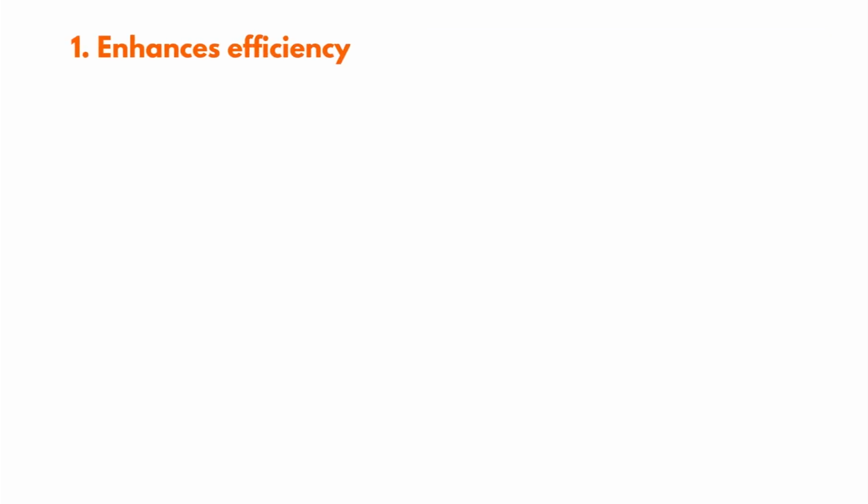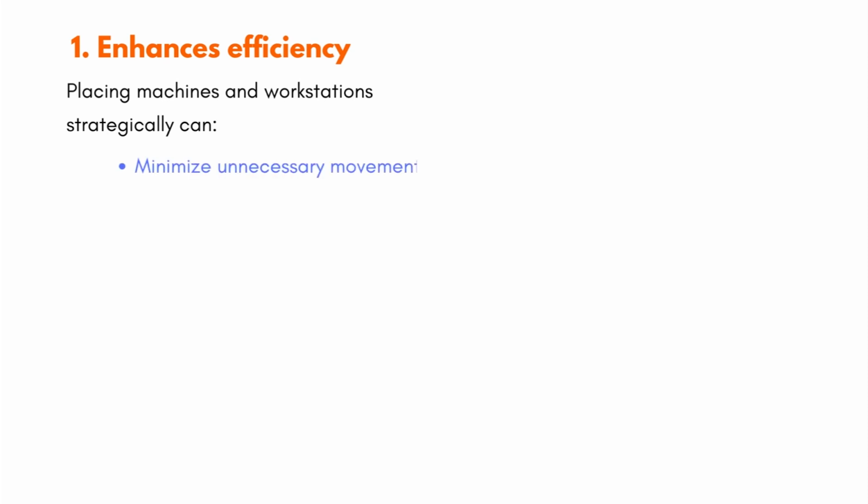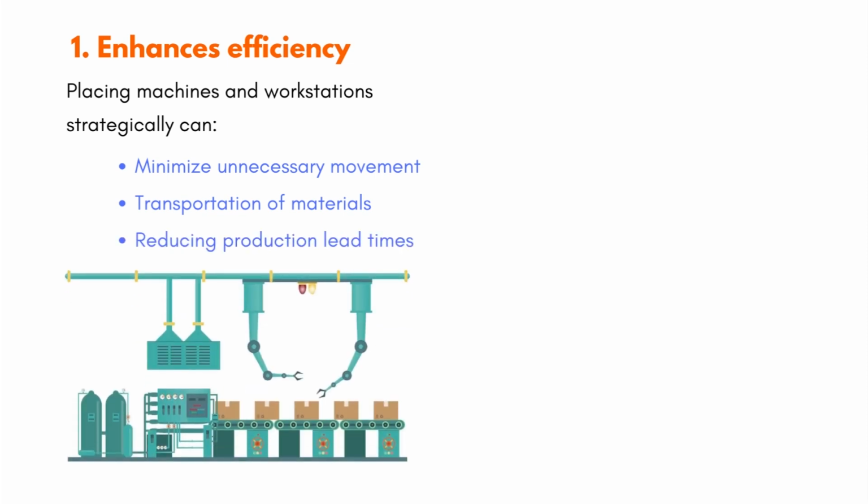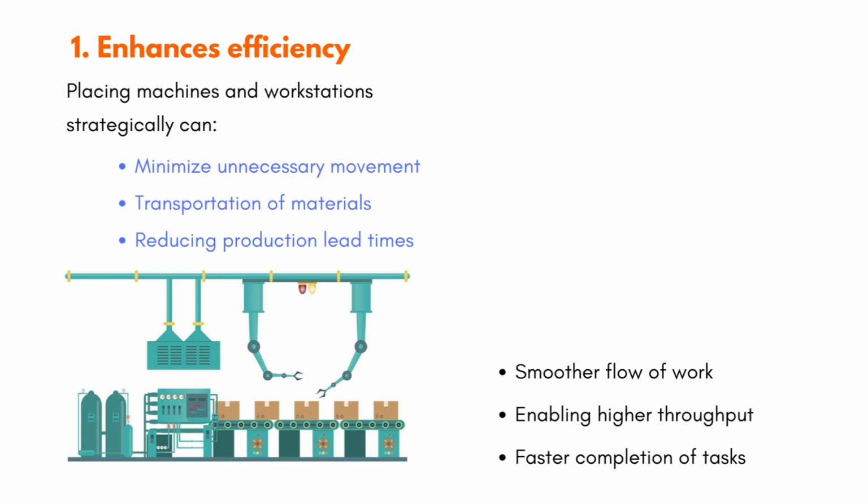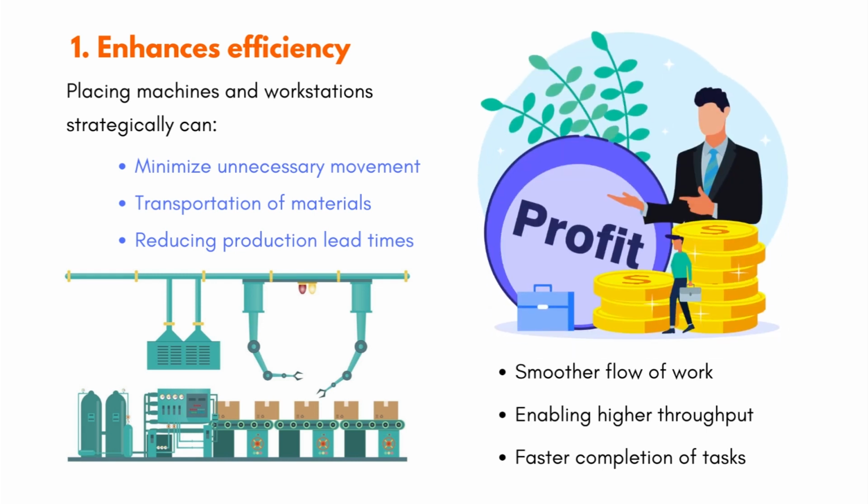Firstly, a well-designed manufacturing setup enhances efficiency. Placing machines and workstations strategically can minimize unnecessary movement and transportation of materials, reducing production lead times. It allows for a smoother flow of work, enabling higher throughput and faster completion of tasks. This efficiency leads to reduced production costs and increased profitability for the company.